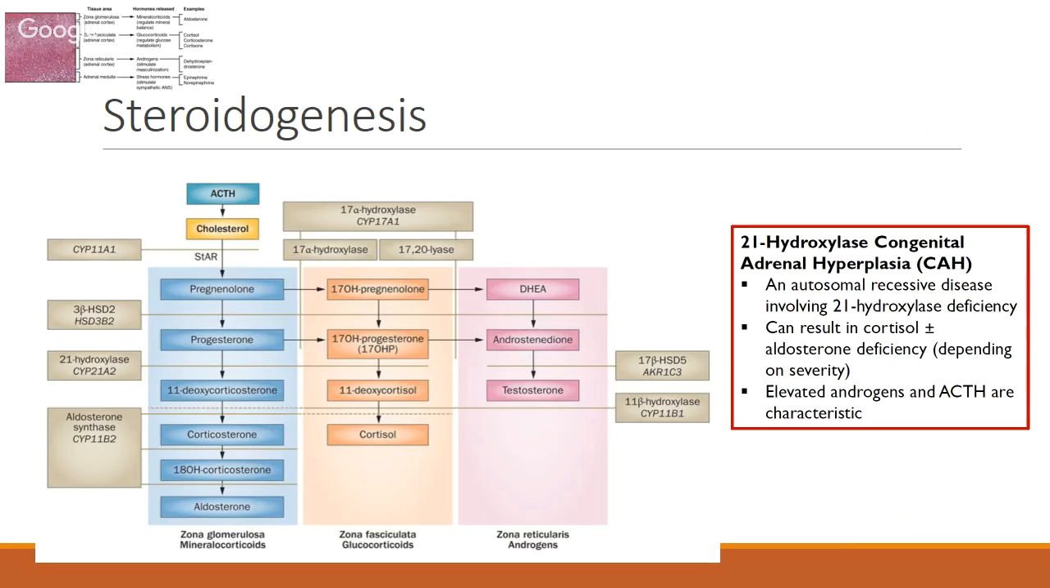So congenital adrenal hyperplasia is basically, given by the name, an increase in cell number of the adrenal glands, and it's from birth. It can be due to various enzyme defects, but the most common one is 21-hydroxylase. 21-hydroxylase is involved in the synthesis of both mineralocorticoids and cortisol.